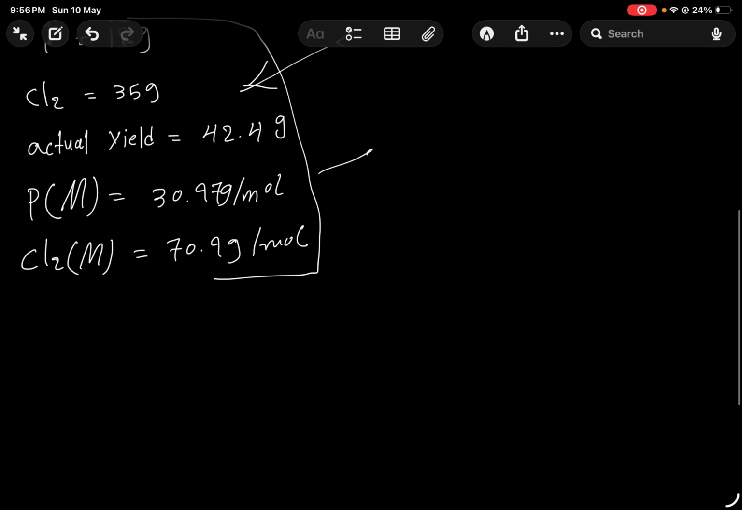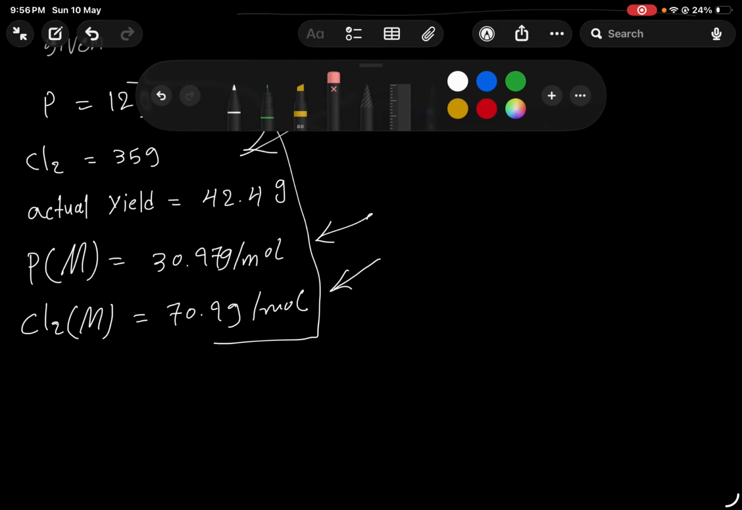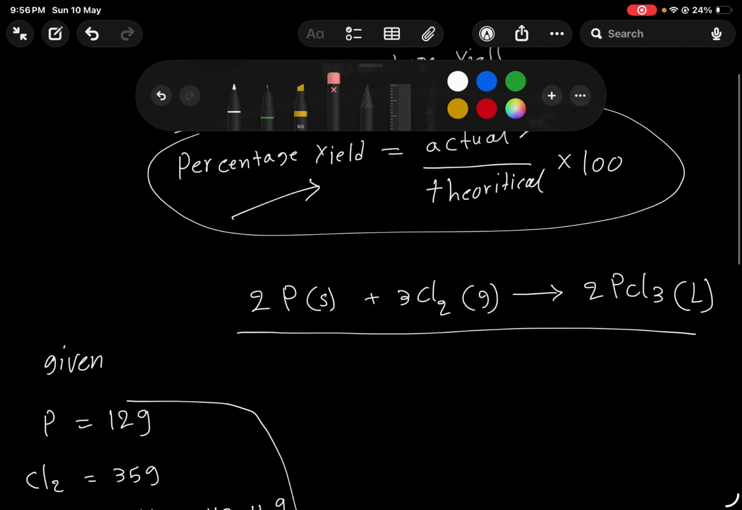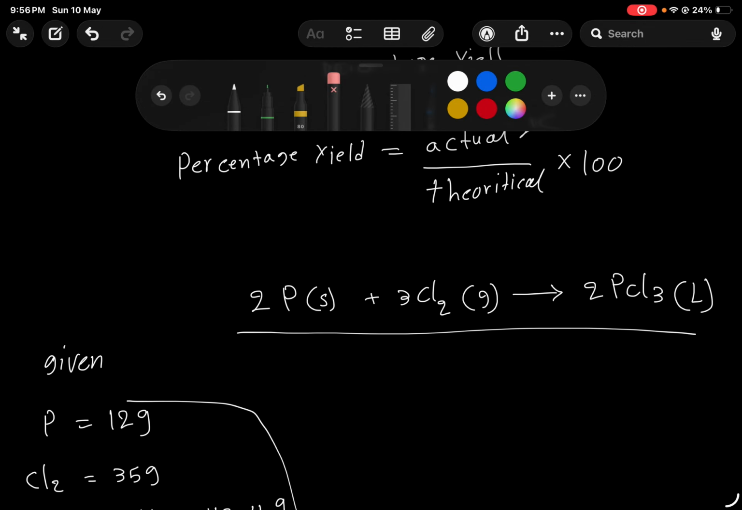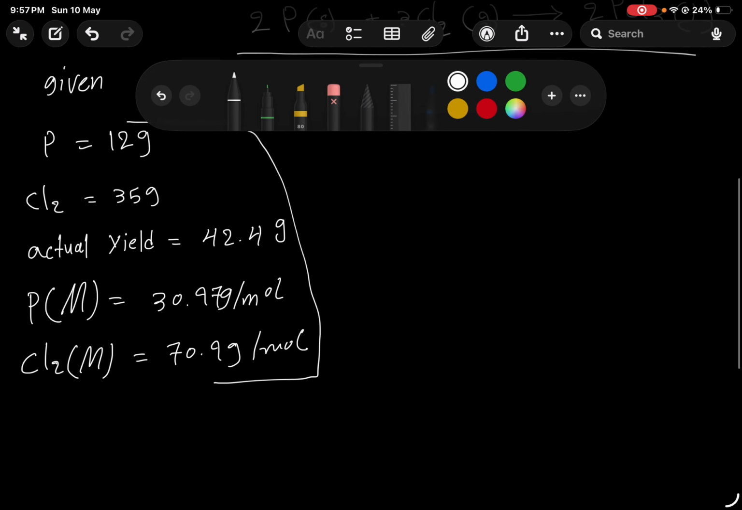In this case we can see that the molar mass of P is equal to 30.97 grams per mole, and the molar mass for Cl2 is equal to 70.9 grams per mole. And then using this formula, we'll go step by step, trying to find the mole of each reactant, and then we will solve for the percentage yield.